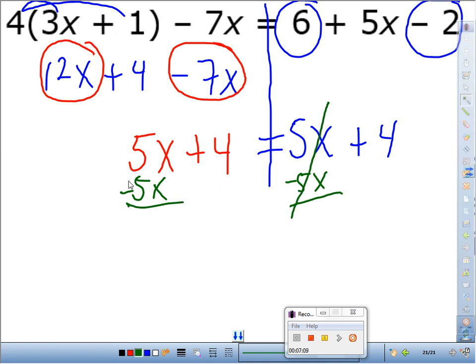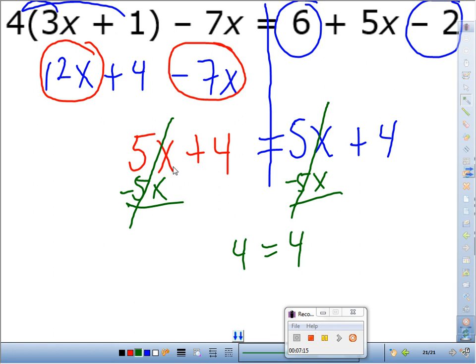This cancels this, but you're saying, wait a minute, this cancels this too. So I end up with 4 equals 4. So who ended up with 4 equals 4? I got 0 equals 0. Okay, so now check this out.